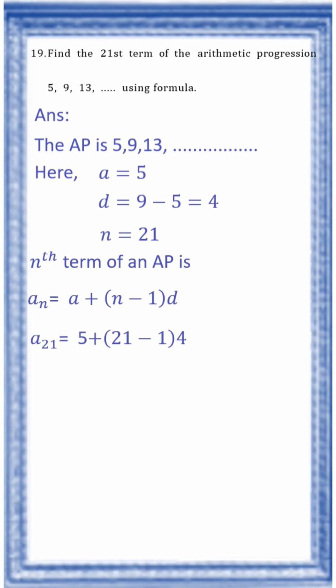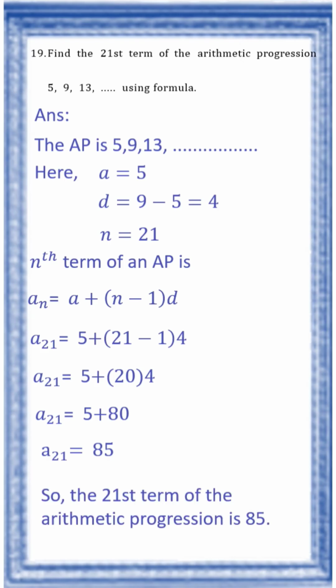Let us substitute the values. a_21 is equal to 5 plus (21 minus 1) into 4. So a_21 is equal to 5 plus 20 into 4. So a_21 is equal to 5 plus 80. a_21 is equal to 85. So the 21st term of the progression is 85.